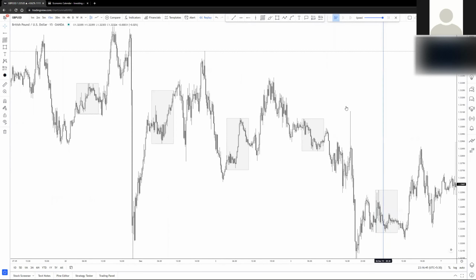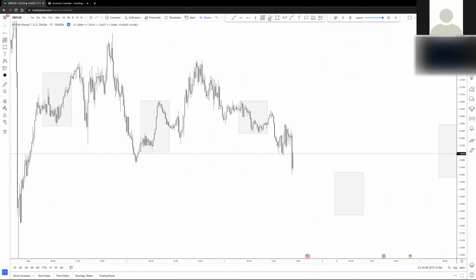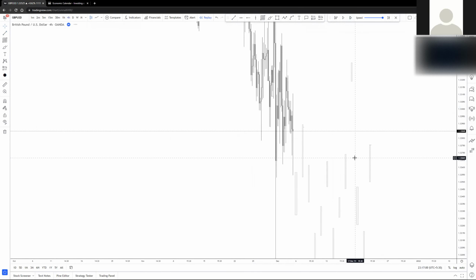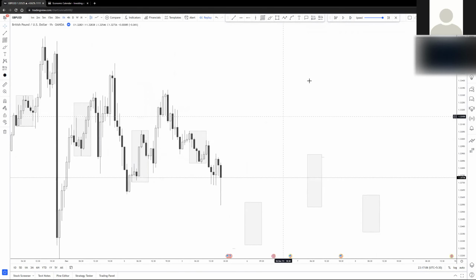And this day we had some news. So what happened? London did not take out Asian highs. All they did, from Asia to London, was build up liquidity for the news. And right above Asia, what did we have?